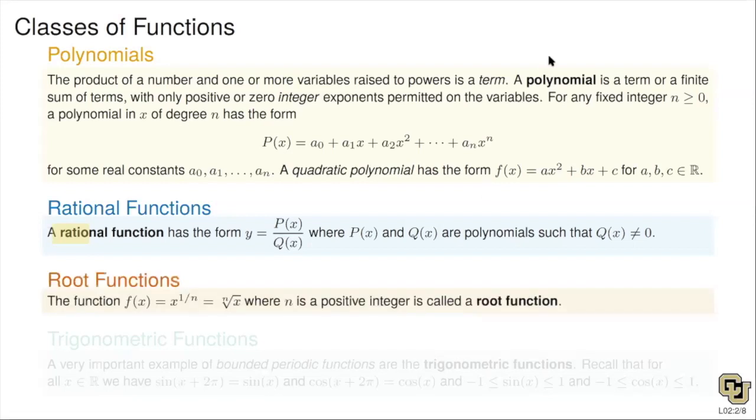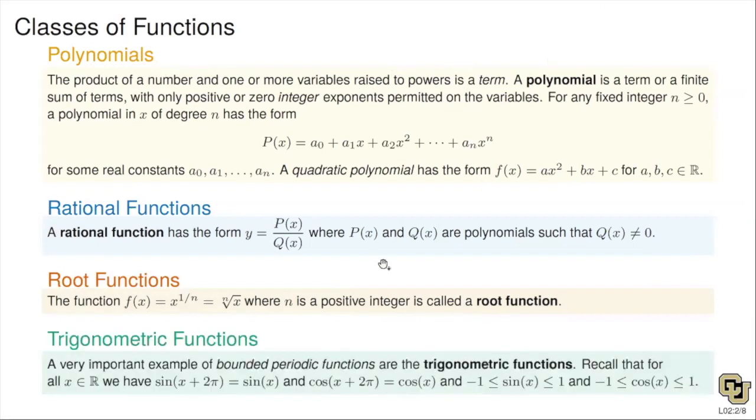Root functions. This is a function of the form x raised to 1 over n, where n is a positive integer. For now, n is a positive integer, but very soon we will allow n to be any real number. Starting out in the theory, it starts out as a positive integer, and then calculus actually allows us to extend it to be any real number. Most people don't keep track of those kinds of things, but I'm a math teacher, so I kind of like to.